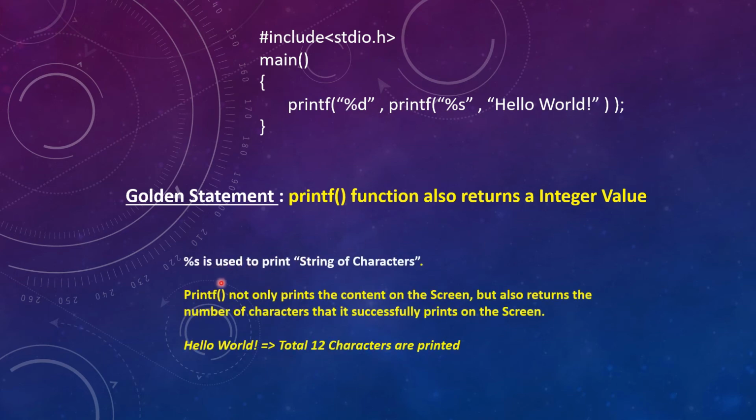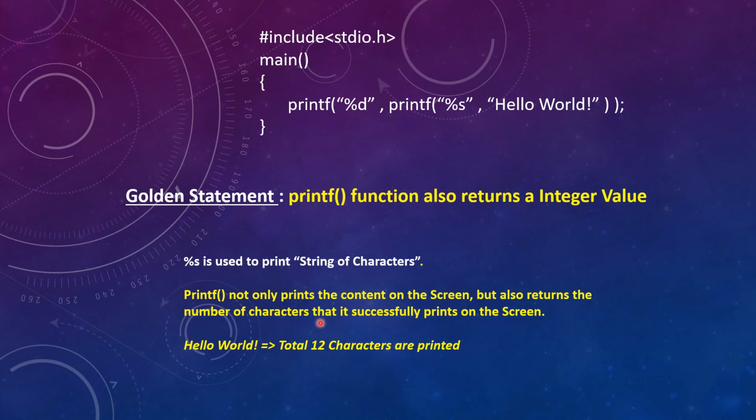So as I said, %s is used to print the strings. printf not only prints the content on the screen but also returns the number of characters that it successfully prints on the screen. See, this line is very important, because in future videos I will be giving you some questions where you cannot directly count here. You need to count what is getting printed on the output console basically. There are some format specifiers that can change things. I will discuss them in later videos, don't worry, just understand this thing. So you need to count the number of characters that it successfully prints on the output screen.